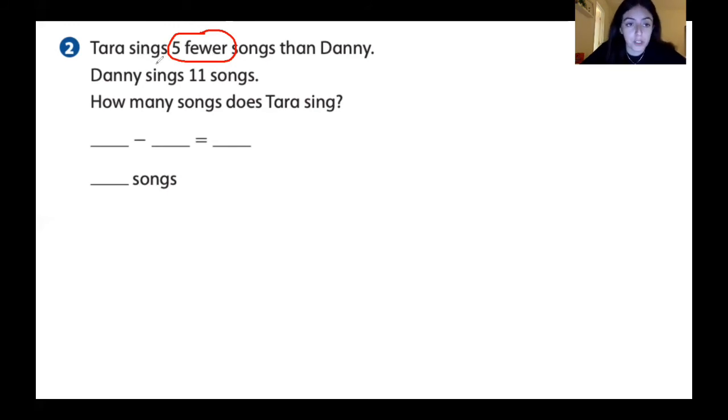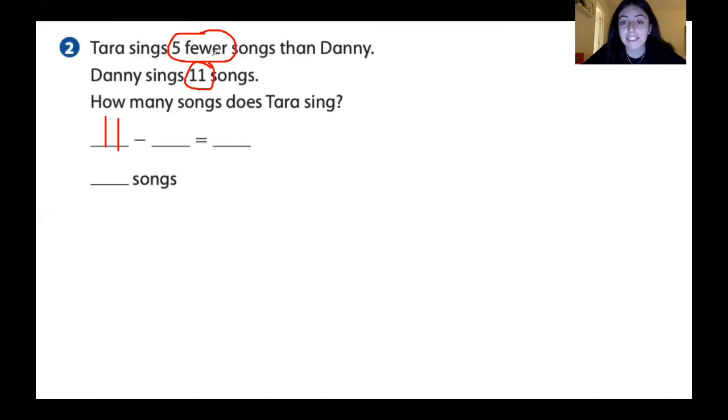Our other important information is that Danny sings 11 songs. That's our total. That's the biggest number. We know that there's 11 songs and Dada sings 5 fewer songs. So when we write this down, we know our important information. We're going to start with the number 11 because that's our biggest number and we know we're going to subtract. And remember, when we subtract, we start with the information that is given, that is our biggest number.